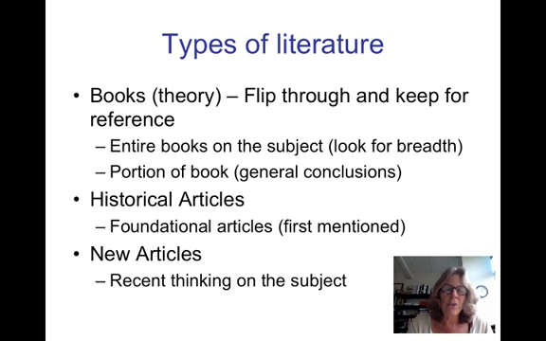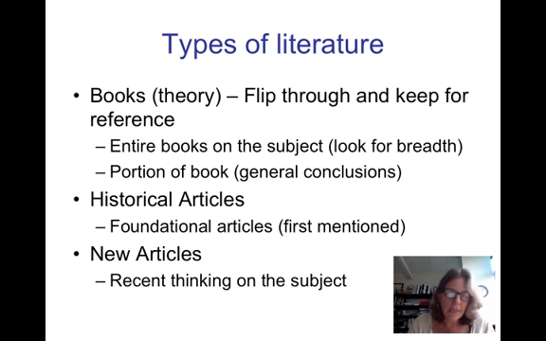One is where the entire book is on the subject. And in that case, you need to look for the breadth of the subject. Like, what are all the aspects of this particular subject, just to make sure you're covering everything. The second type of book would be that there's a portion, a chapter, or an area, and there would be some sort of general conclusions about that. So a little bit more specific, but it also is referencing general theory or published works.